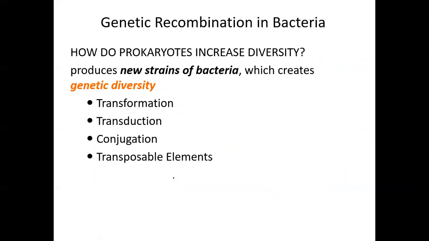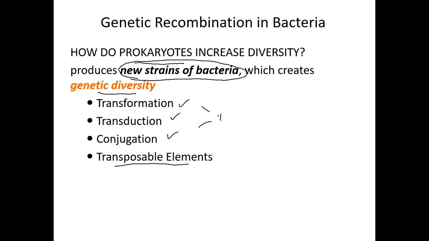So basically genetic recombination, the question that you want to make sure you're able to answer is how do prokaryotes increase diversity? So how do they get these new strains of bacteria? Why do they keep showing up? So the big three are going to be transformation, transduction, conjugation. I'll briefly mention transposable elements at the end. But transformation, transduction, conjugation, all of these are going to be ways to increase diversity.